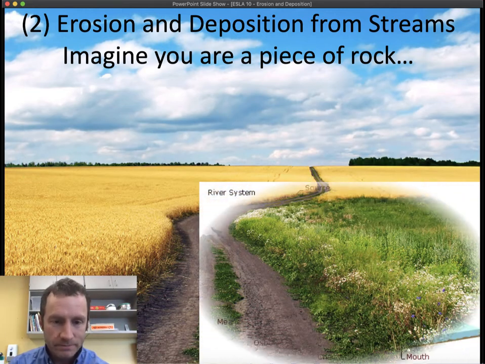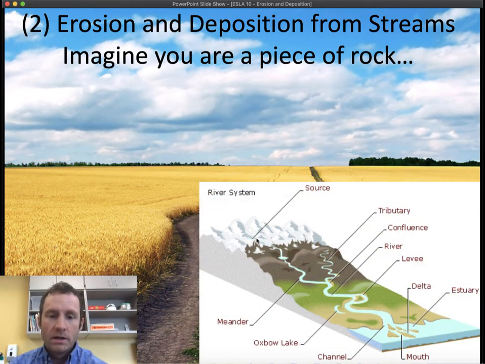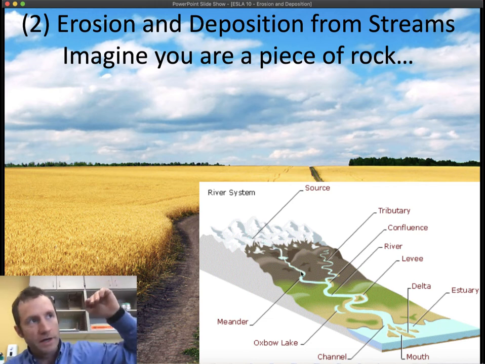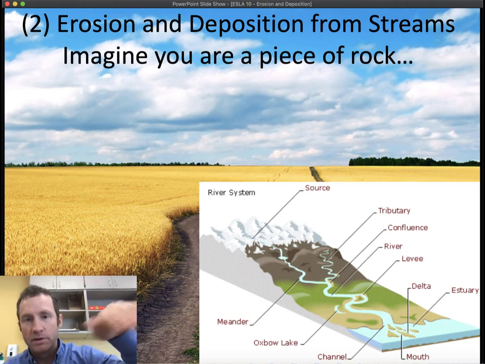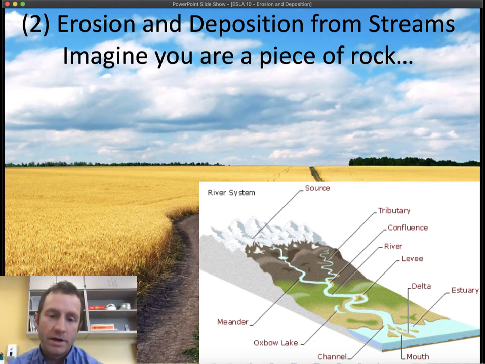And eventually you might find your way down a nice straight stream. Usually steep slopes have straight rivers or straight streams going through them because they don't meander much through that area. You might be part of a tributary, which is a small river that joins with a bigger river.